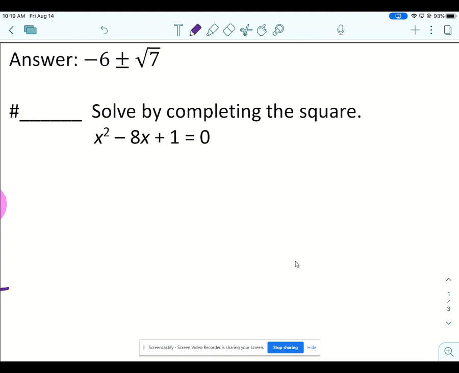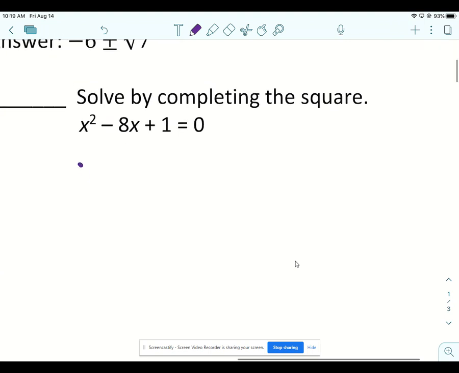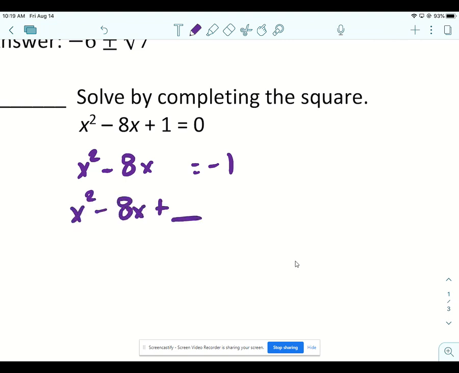Alright, this is a video solution to the completing the square problem. Whenever we are completing the square, you want to move the constant over to the right. So you want your x squared and your x term on the left, and then the constant on the right. Then we are going to add something to both sides to complete the square.